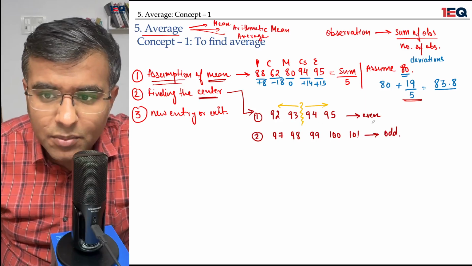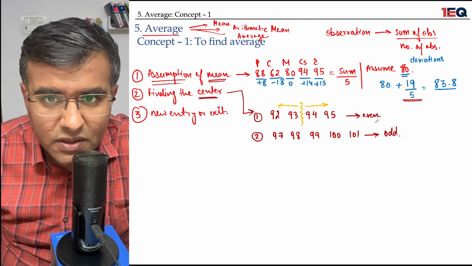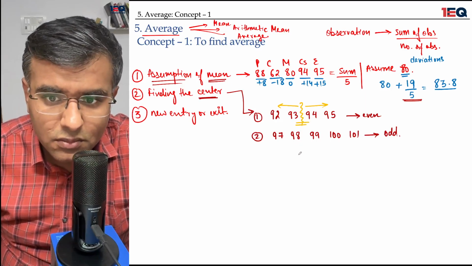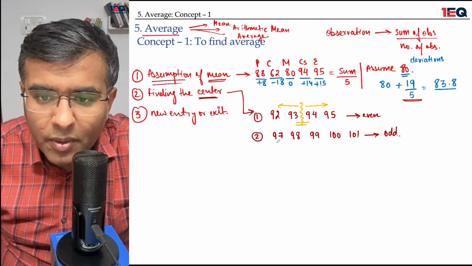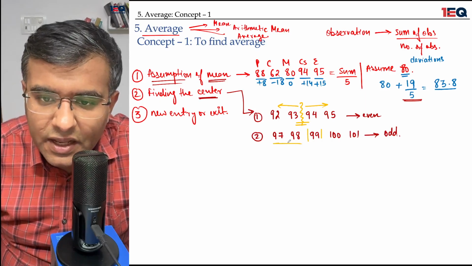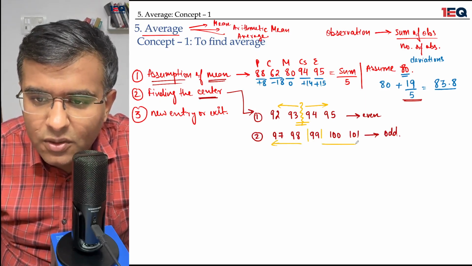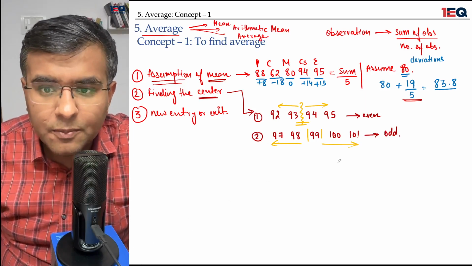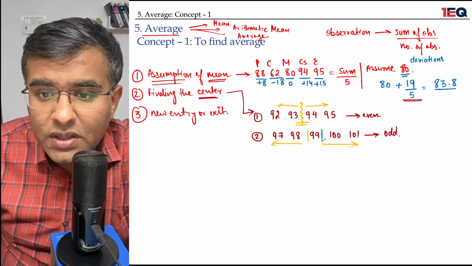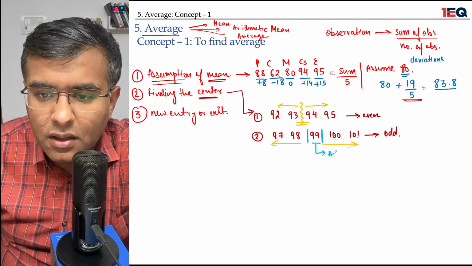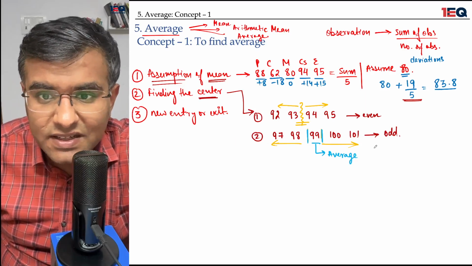Here in this example, the total number of terms were even, so in the middle, I could not find even a single term. Here, if I try to break apart these five terms, I would be left with one number in the middle, which is 99. Two terms to the left and two terms to the right. With this term 99, I can easily say that 99 is the average of this entire series.